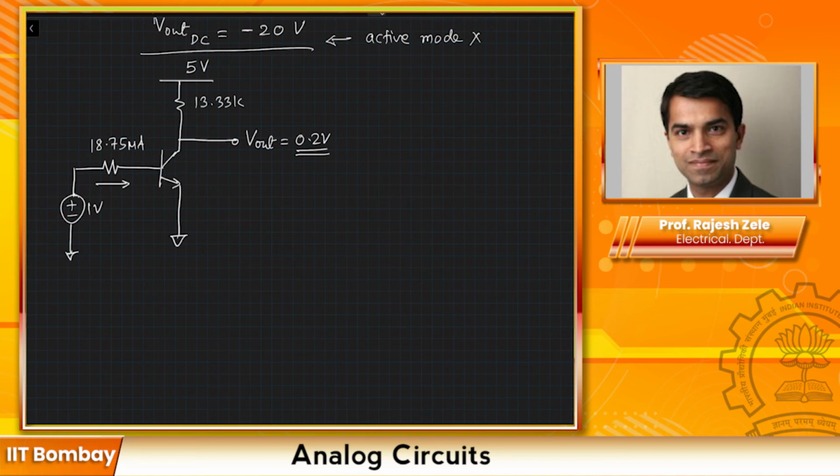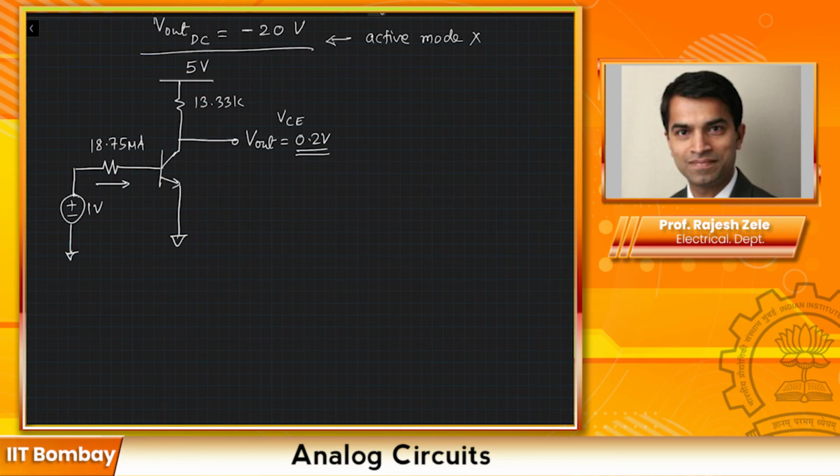Since we assume the transistor is in saturation mode, the output voltage will be somewhere close to 0.2 volts, depending upon the level of saturation. If it's at the borderline of saturation, we say it's maybe 0.3 volts. This is VCE, the collector to emitter voltage.